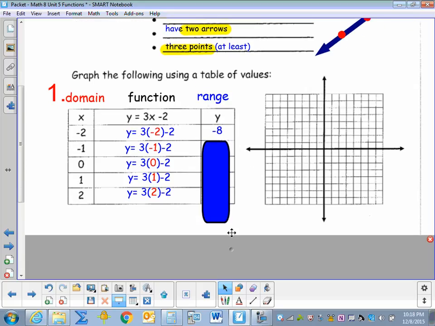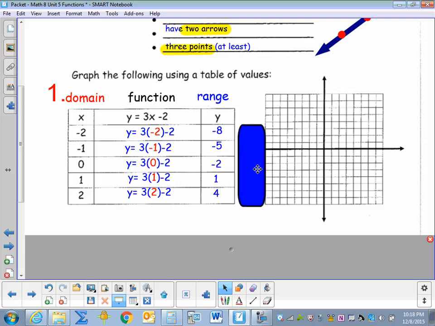So go ahead and calculate the range for -1, 0, 1, and 2. So our range is -8, -5, -2, 1, and 4.